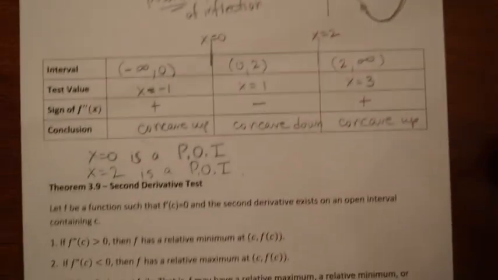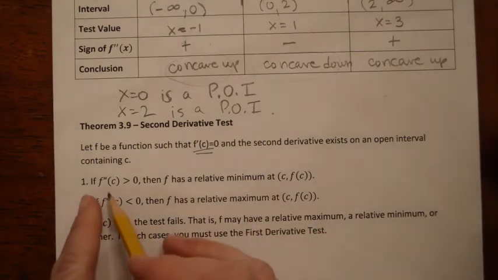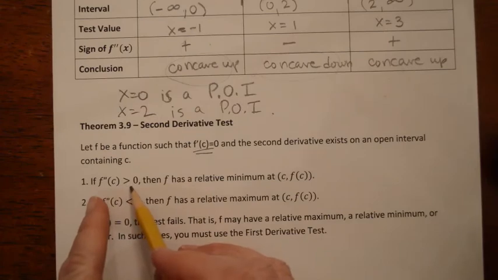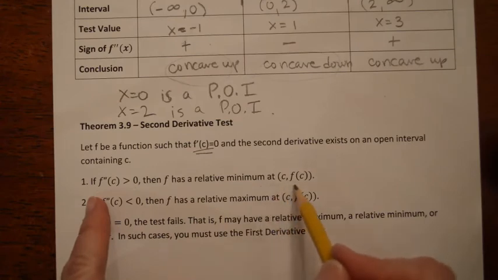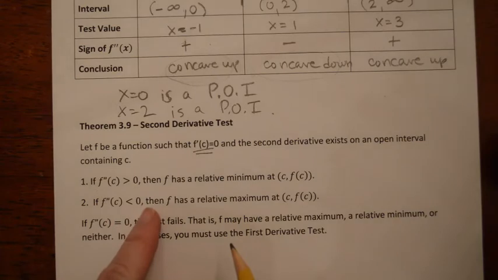All right, let's talk about the second derivative test. It says let f be a function such that f prime of c is 0. So the first derivative is 0. The second derivative exists on an open interval around c. If f double prime of c is positive, then it has a relative minimum at that point. And if f double prime of c is less than 0 at that point, then it has a relative maximum.